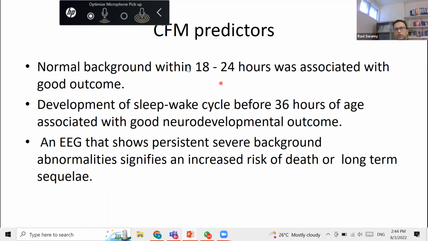So if you see normal background within 18 to 24 hours, if you start seeing sleep-wake cycling within 36 hours, and an EEG which shows persistent severe background abnormality, which I told you earlier, then that will have a bad outcome. But return of sleep-wake cycling within 36 hours is considered one of the very good outcomes in HIE. And if you see this happening, then you're fairly sure that the child will have a good outcome.